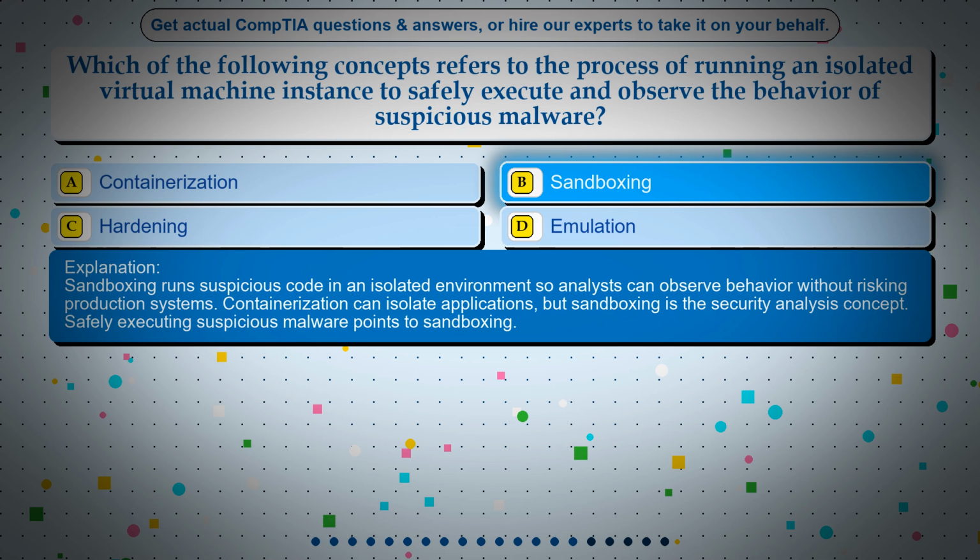Sandboxing runs suspicious code in an isolated environment so analysts can observe behavior without risking production systems. Containerization can isolate applications, but sandboxing is the security analysis concept. Safely executing suspicious malware points to sandboxing.